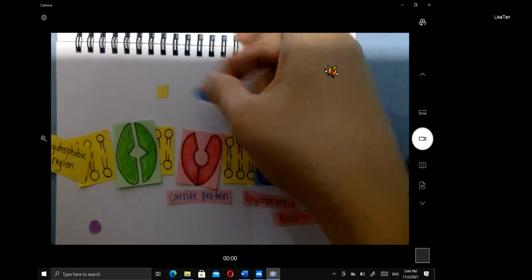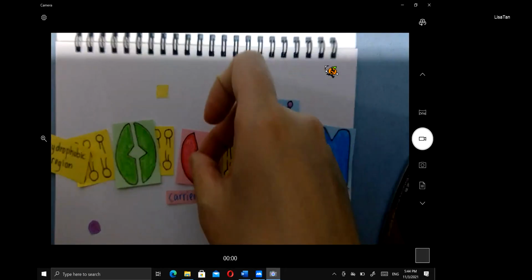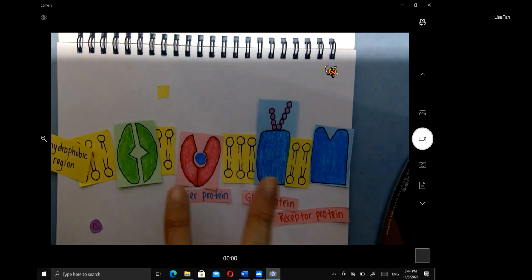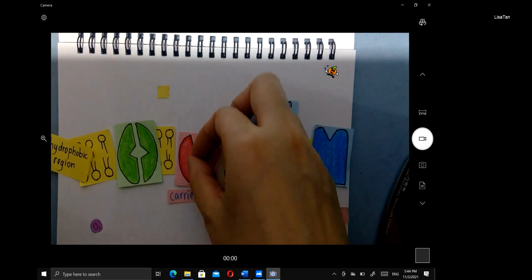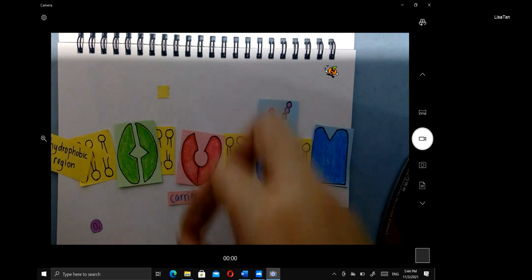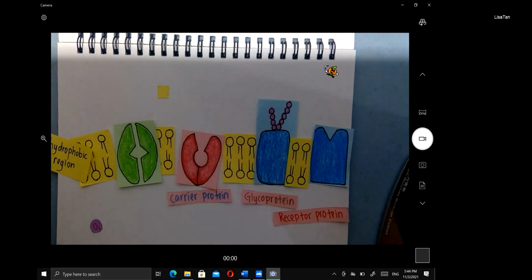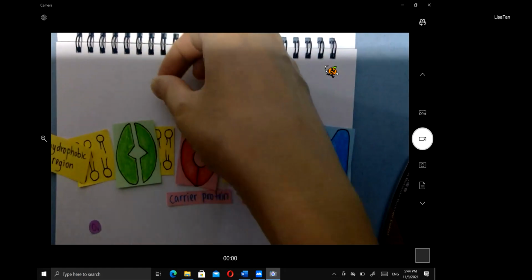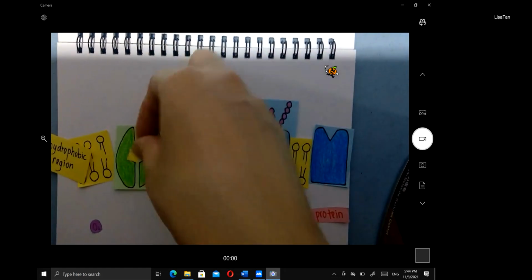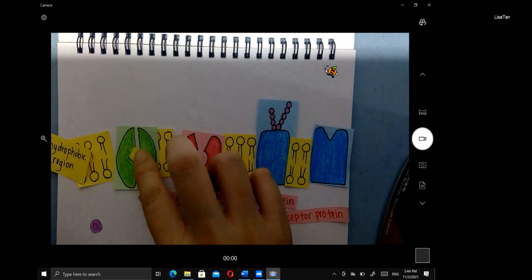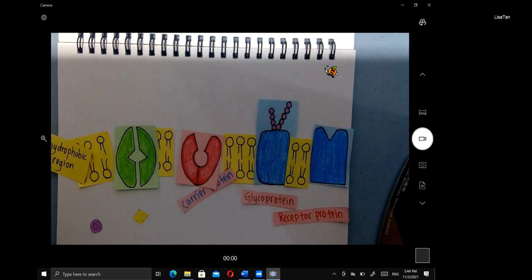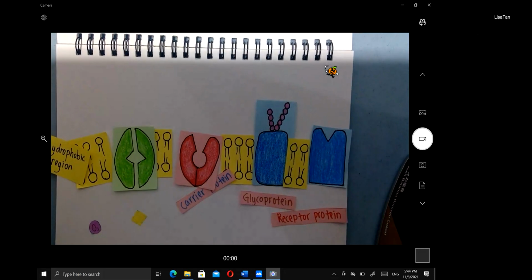So how does the glucose get inside the cell? The glucose will bind to the specific binding site of the carrier protein, and the carrier protein will open and then allow the glucose to get inside the cell. Understand? Okay, so how about this amino acid? This amino acid will bind to the specific binding site of this carrier protein, and then the amino acid will get inside the cell. Get the idea?